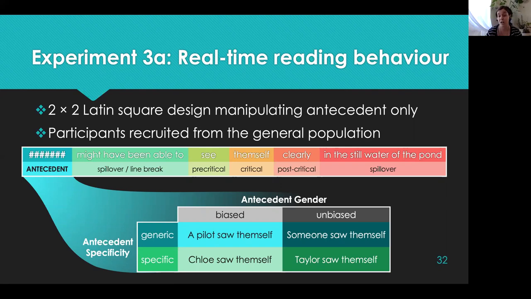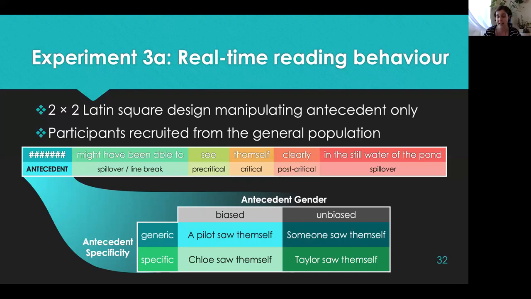Now, that's not a great way to name this, but let's go with it. The generic antecedents were either something like a pilot or a hairdresser for the biased condition, or someone or anybody for the unbiased condition. Now there's some structural and semantic differences there, which we will talk about in a little bit. But in terms of specificity, they're both indefinite. Now, in the second category, the specific category, they're both names. We have our biased names like Chloe or Jacob, and then we have our unbiased names like Taylor or Jordan.